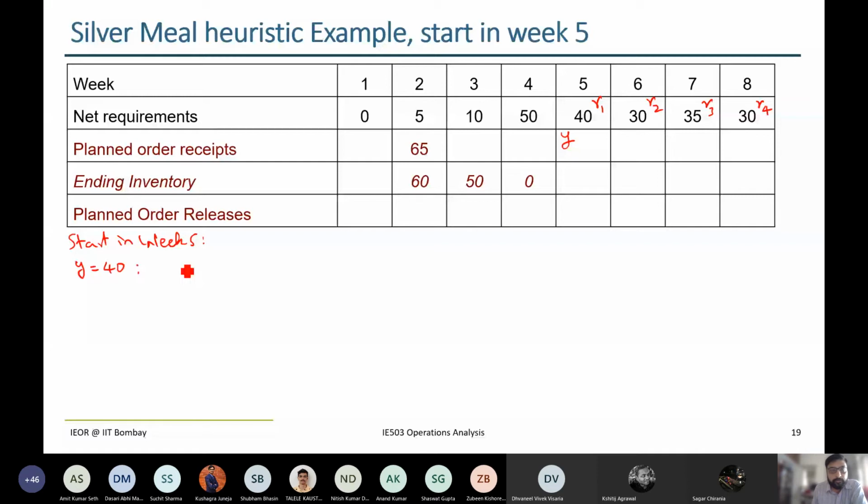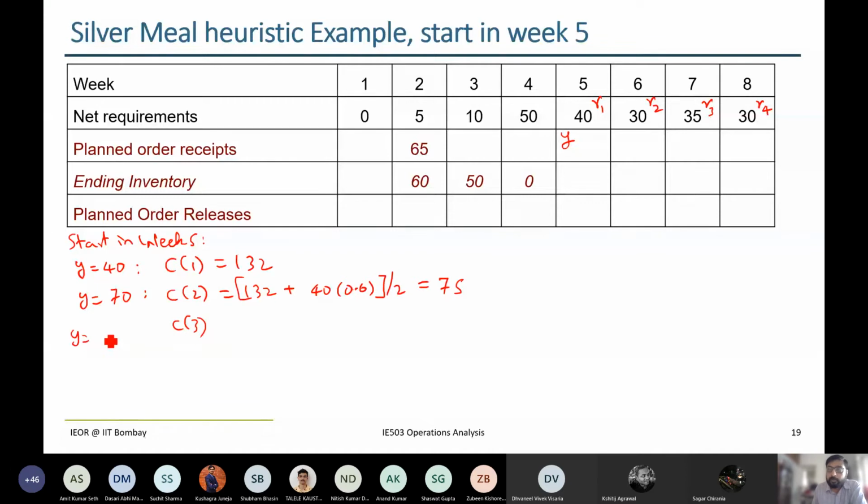That means C of 1 will be just 132. Y is 40 plus 30, which is 70 units. Then C of 2 will be equal to 132 plus 40 into 0.6. We take an average of it. It comes out to be 75. C of 3, in this case, will be 40 plus 30 plus 35, 105.